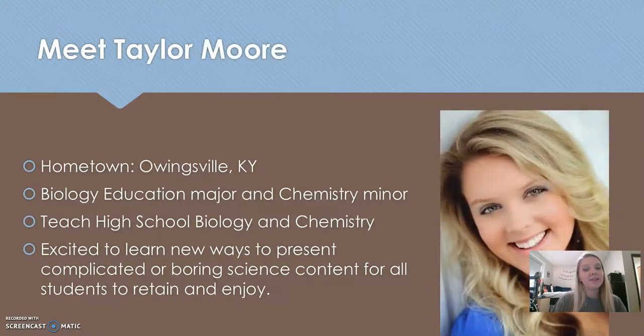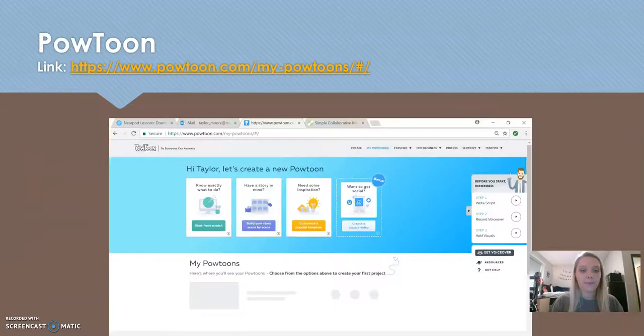Again, about me, my name is Taylor Moore. My hometown is Owensville, Kentucky. I am a biology education major with a chemistry minor. I would like to teach high school level biology or chemistry, and I'm excited to learn new ways to present science content, whether it's complicated, complex, or possibly very dull, to my students in a way that's very enjoyable, and they will retain the information and understand it well.